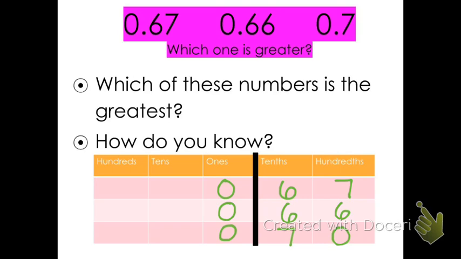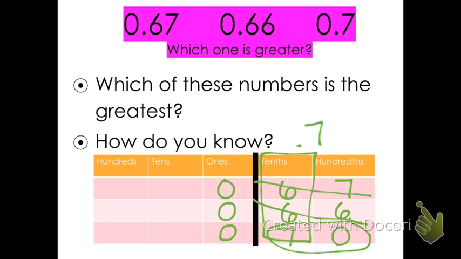So what I need to do is look at each place value and compare them. Right here, I compare my tenths place first. Well, 6 and 6 are the same, so neither one of those is the greatest. So then I go to my largest number, and 70 hundredths, or 7 tenths, is my greatest. And I know that because it has the largest number in the tenths place, which is my largest place value.